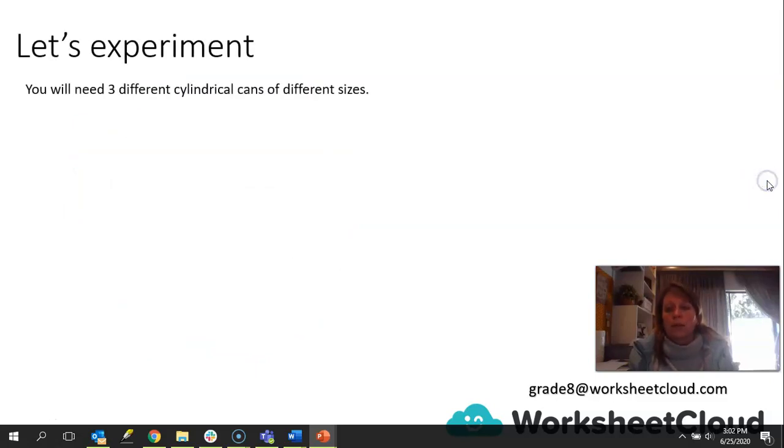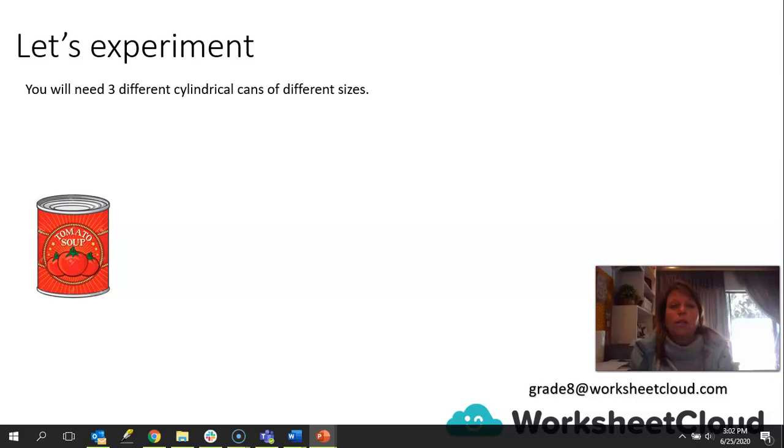Right, so let's experiment. You will need 3 different cylindrical cans of different sizes. So guys, I would urge you to go and get 3 cylindrical cans. You can pause the video while you go and get that, and possibly a piece of string and a tape measure or a ruler would be great. So pause the video, go and get all the stuff you need, and then come back and we can do it together, or you can see what I've done with the cylindrical cans that I selected.